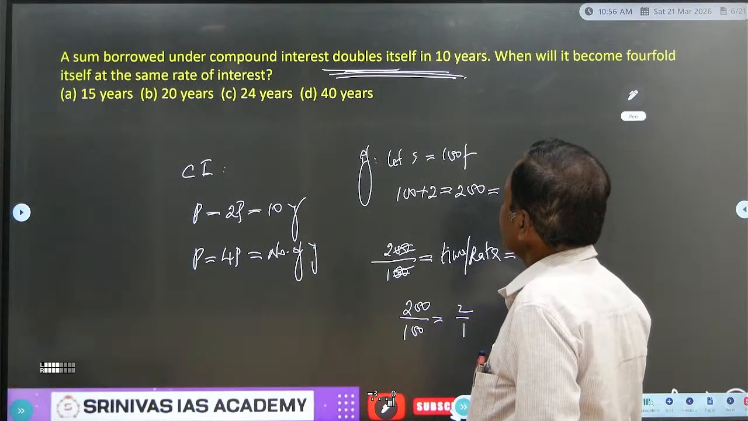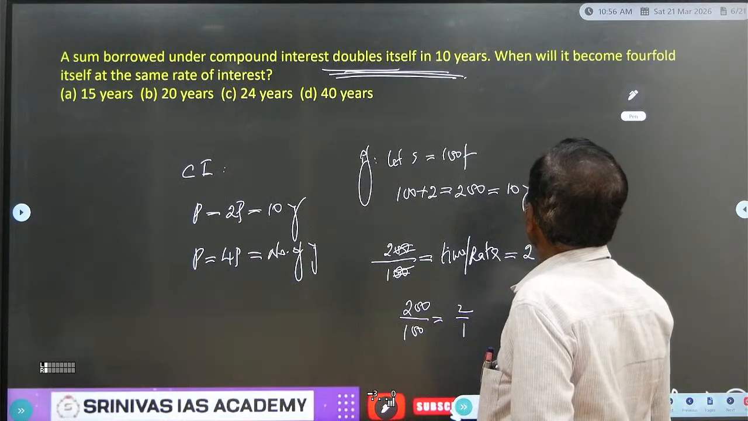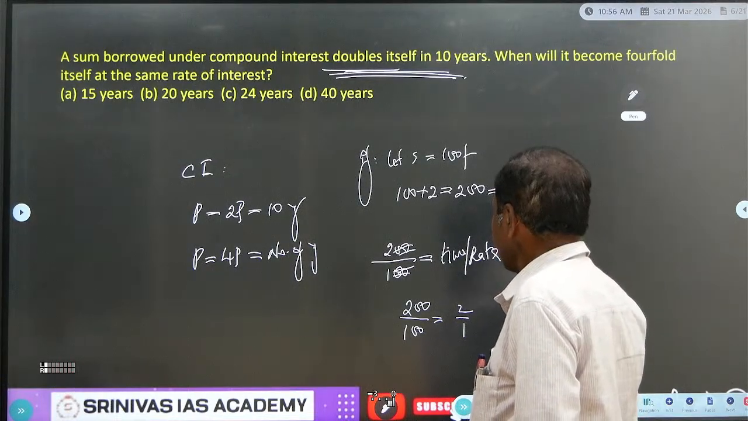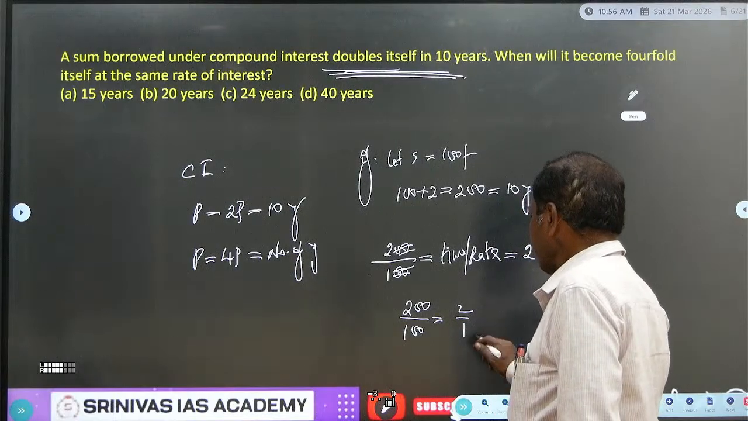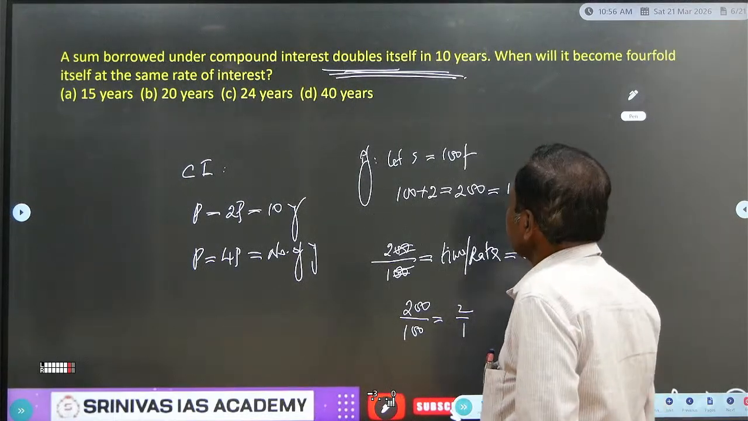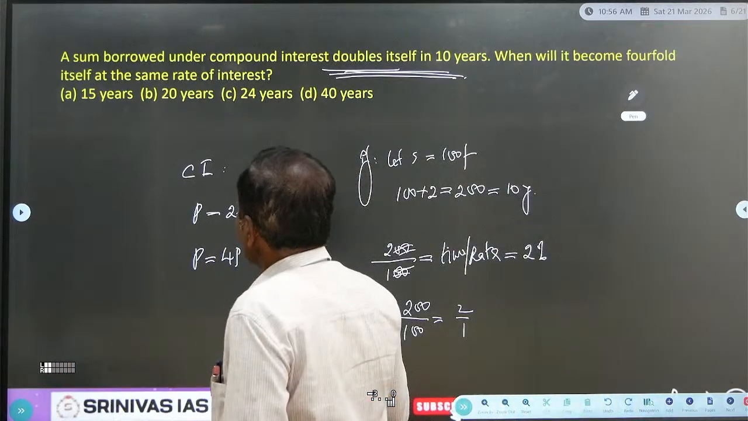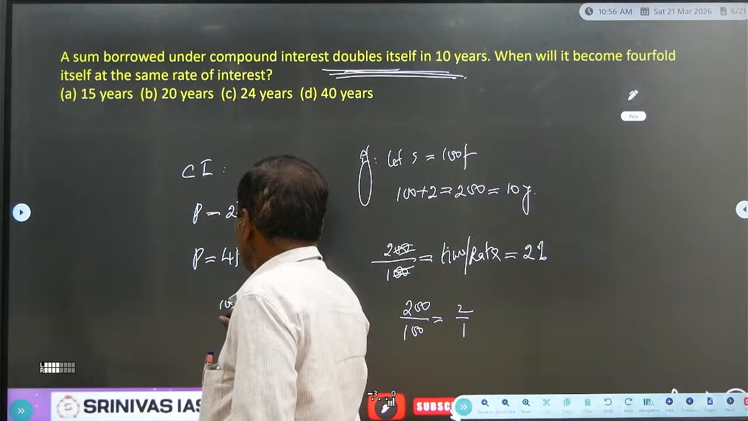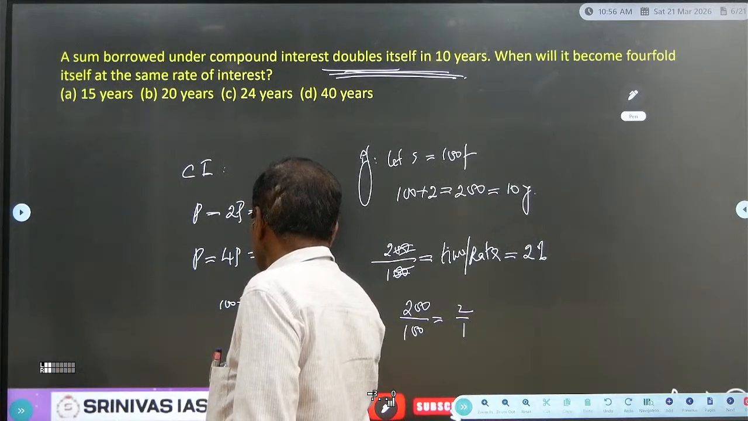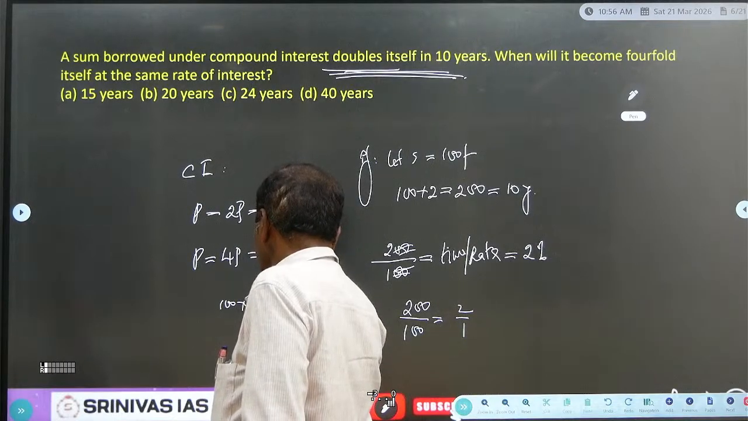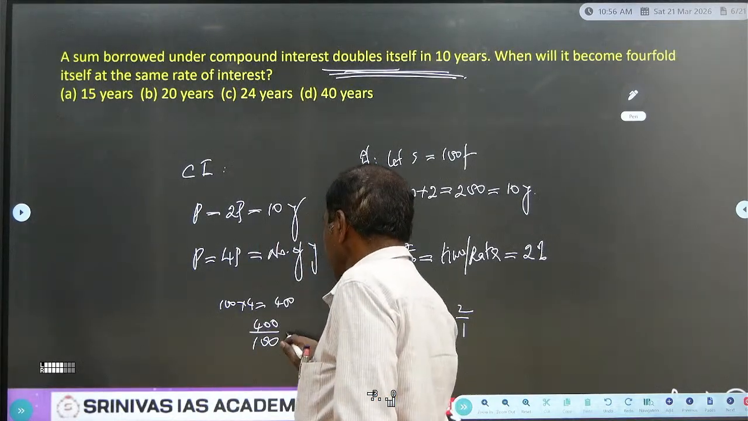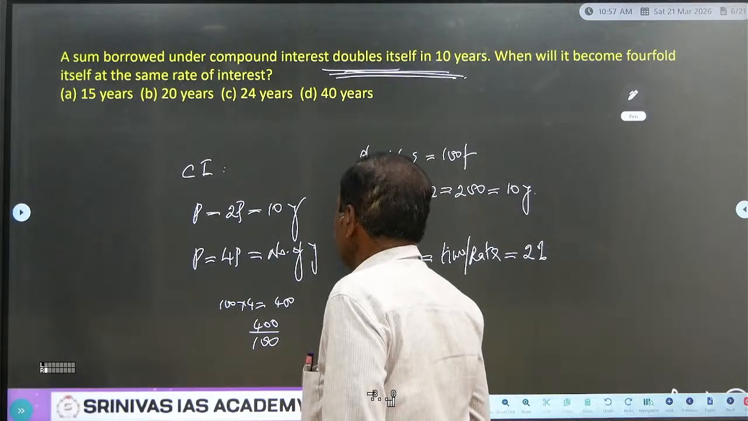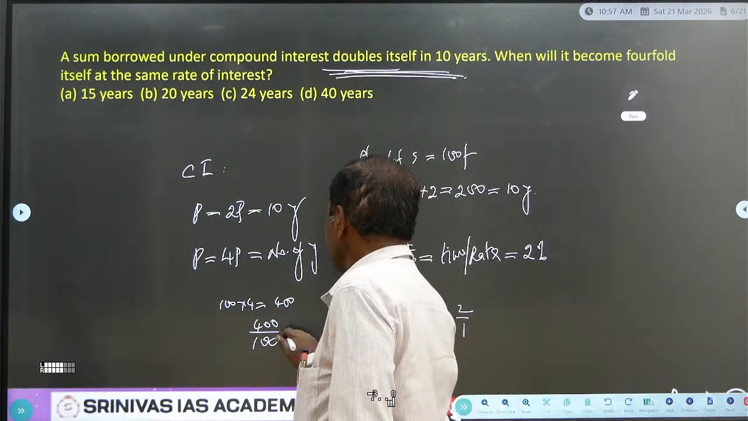Under compound interest doubles itself in 10 years. When will it become fourfold itself at the same rate of interest? What is the rate of interest you can take? 2% only you can say. If you keep 2%, what will happen here? 100 into 4 times becomes 400. And 400 by 100 is 4. What we need to know is 400 by 100, it means 4.